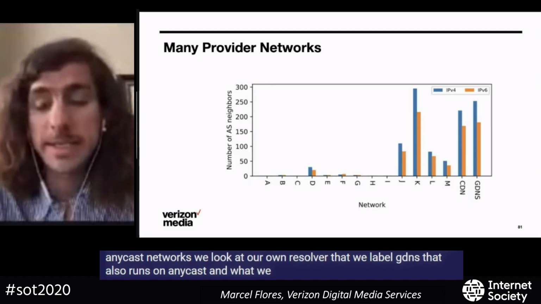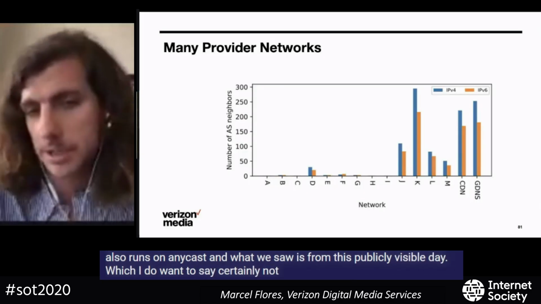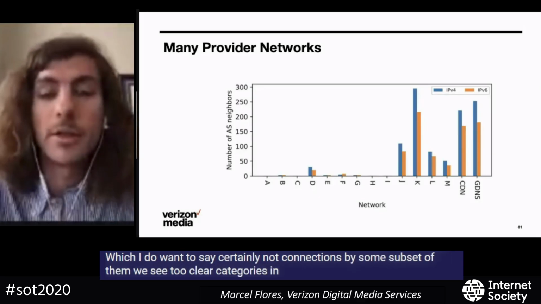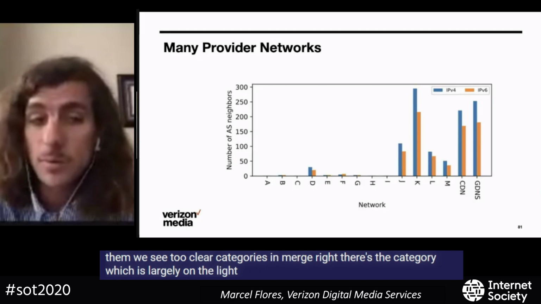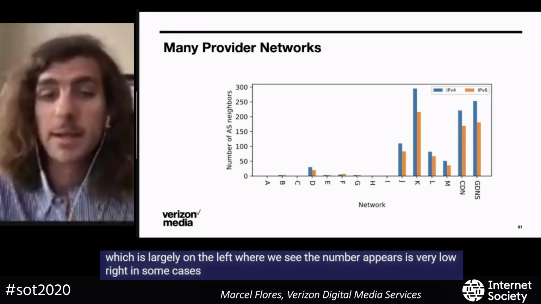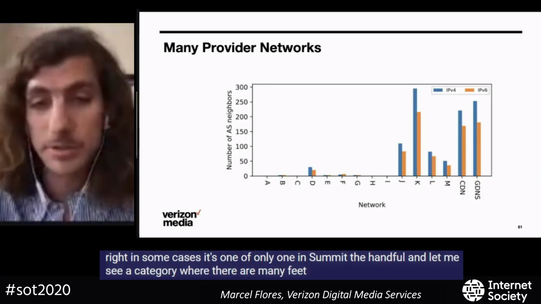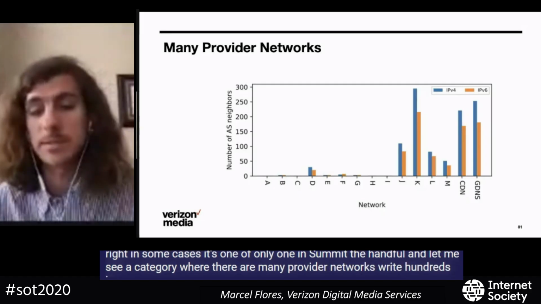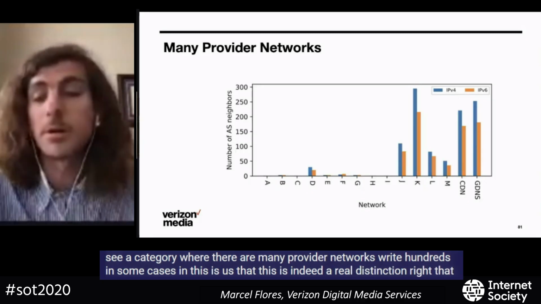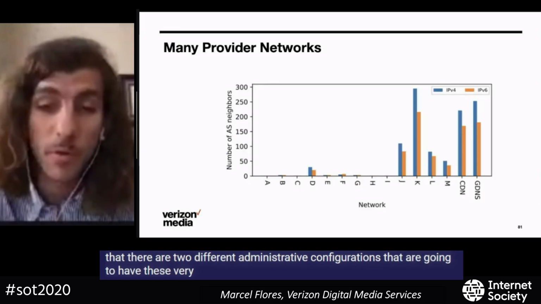And what we saw from this publicly visible data, which I do want to say is certainly not all connections, but is some subset of them, is two clear categories emerge, right? There's the category largely on the left, where the number of peers is very low. In some cases, it's only one. In some, it's a handful. And then we see a category where there are many provider networks, hundreds in some cases. This suggests that this is indeed a real distinction, that there are two different administrative configurations that are going to have these very real performance impacts.